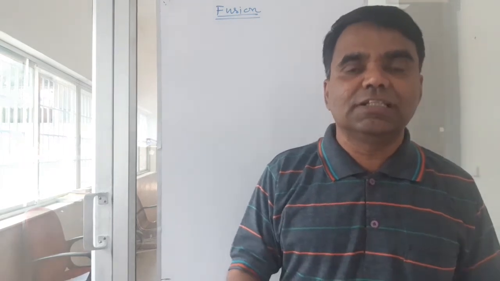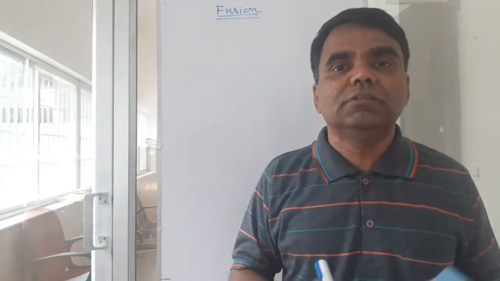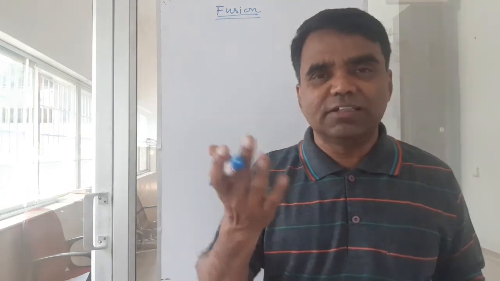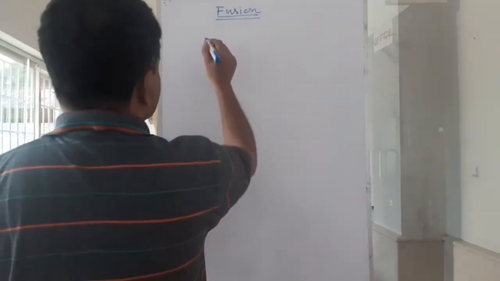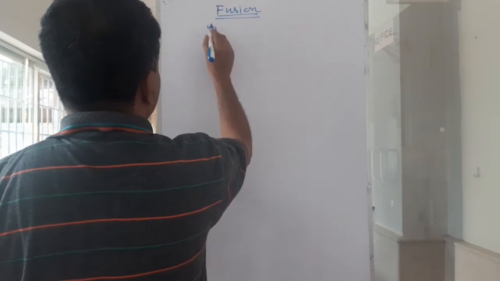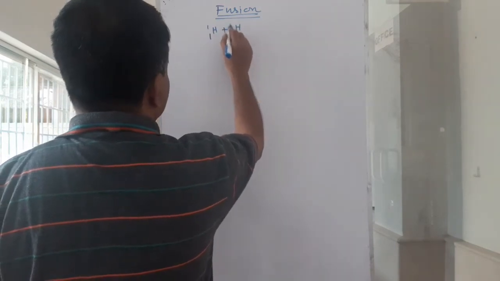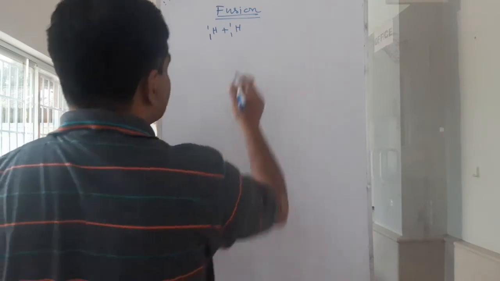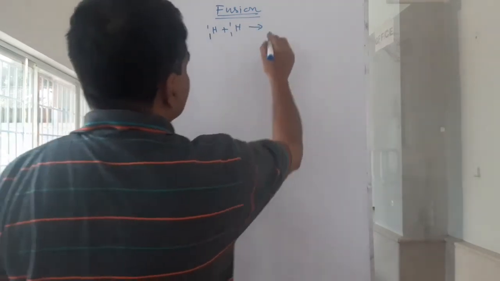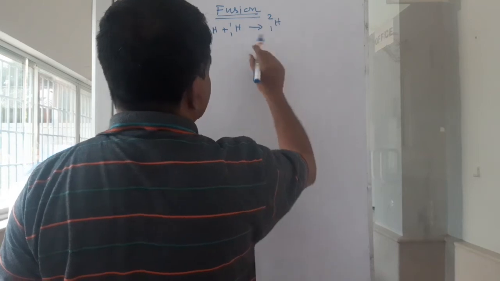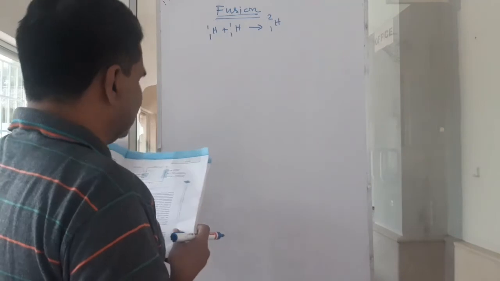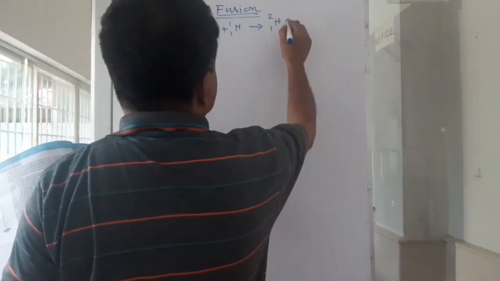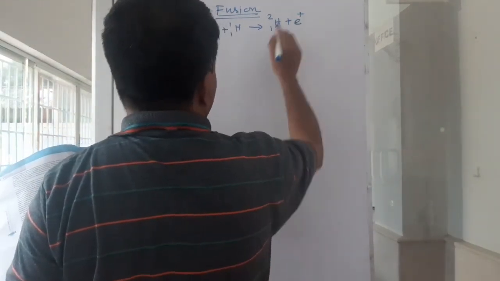Let's start with hydrogen. Let's see what happens when two hydrogen nuclei combine. Two hydrogen nuclei are nothing but protons, right? So we'll start with that. You take two protons, and when they combine, let's see what happens. There is one H1 plus again this H1. They combine to form 1H2, which is the deuterium nucleus, plus there is emission of a positron.